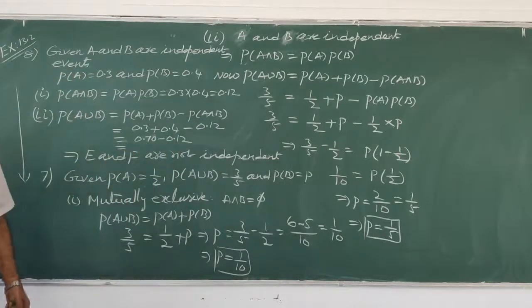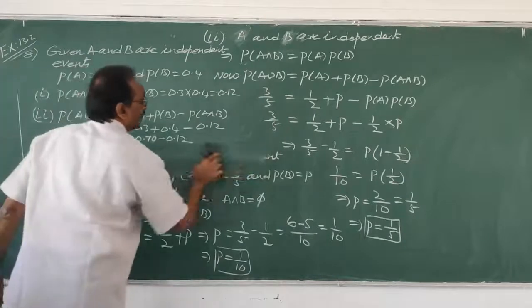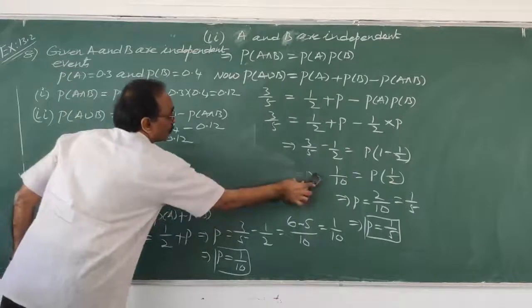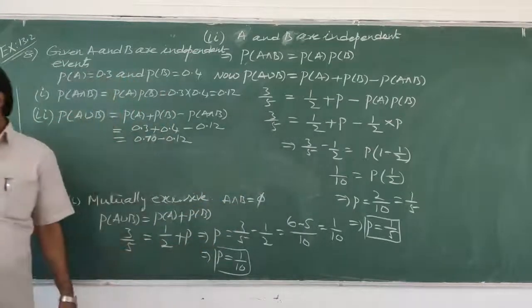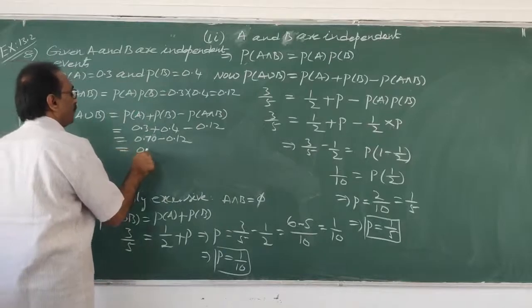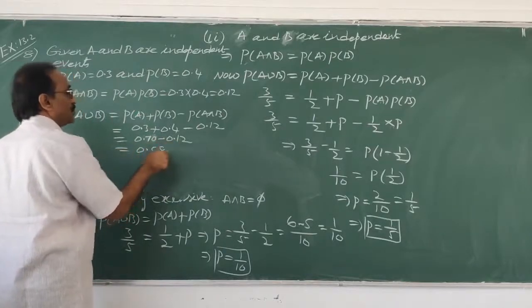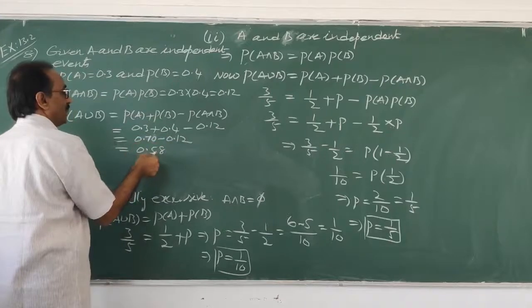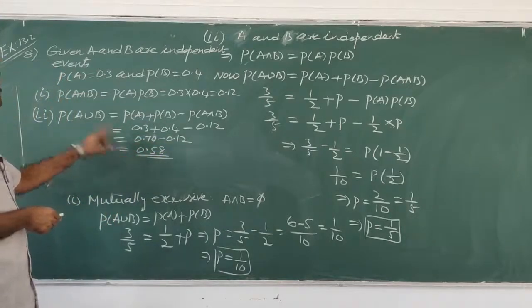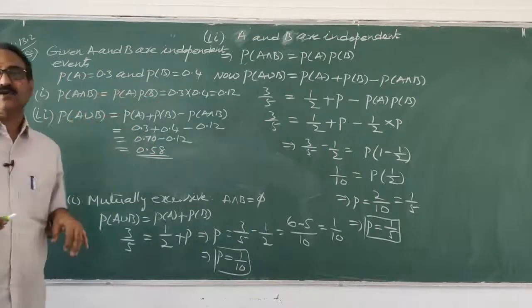You see now, so that it is easy for you to know. 0.70 minus 0.12: 10 minus 2 is 8, 6 minus 1 is 5, so 0.58 is the answer. P of A union B is 0.58. P of A intersection B is 0.12.